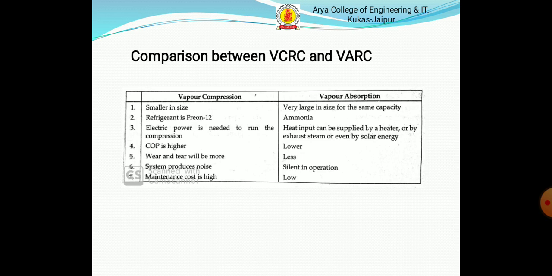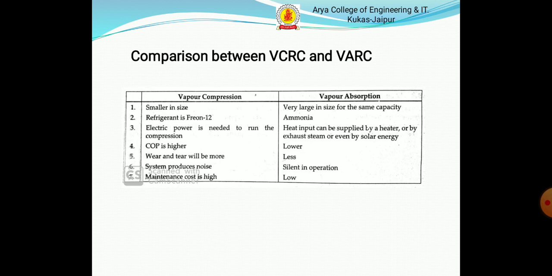Next is the comparison between these two. The vapor compression system is smaller in size, whereas the absorption system is large in size. The refrigerant used in compression is Freon 12, whereas in absorption, ammonia is used as the refrigerant. Electric power is needed to run the compression system, whereas in the case of absorption, heat input can be supplied by a heater, by exhaust steam, or even by solar energy. So electric power is not essentially needed.